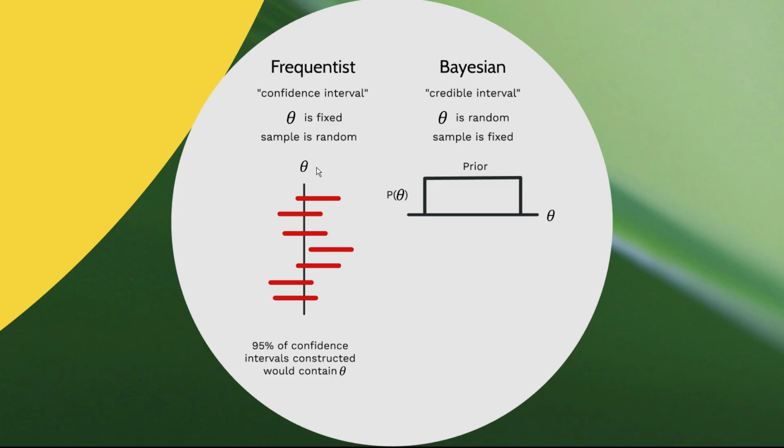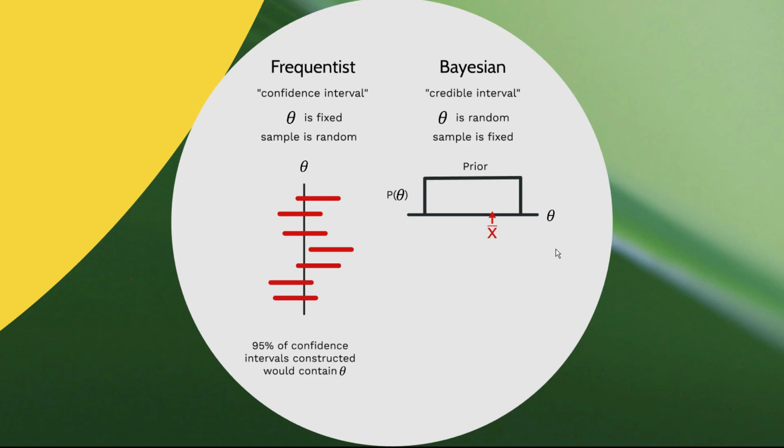Bayesians are a bit more flexible. They will attribute to theta a probability distribution. And in fact, they do this before they even see the sample. It's something called a prior distribution. So in this case, this is just a uniform prior in that they're saying that theta could be any number along this particular number line of equal probability between these two values.